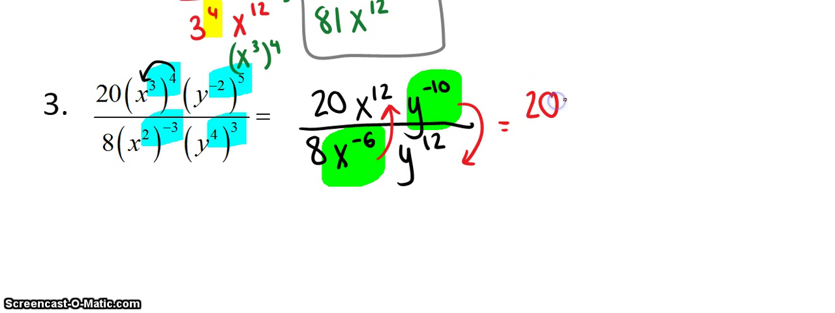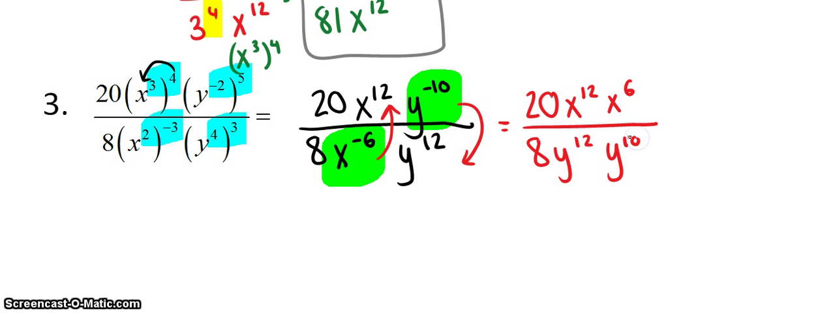So now this will be 20 x to the 12th, and this x to the 6th will flip to the top. Nothing left there because the y to the 10th is going to go down. So now we have 8, y to the 12th was already there, and now we get another y to the 10th. Last up, we have some x's and we have multiple y's.